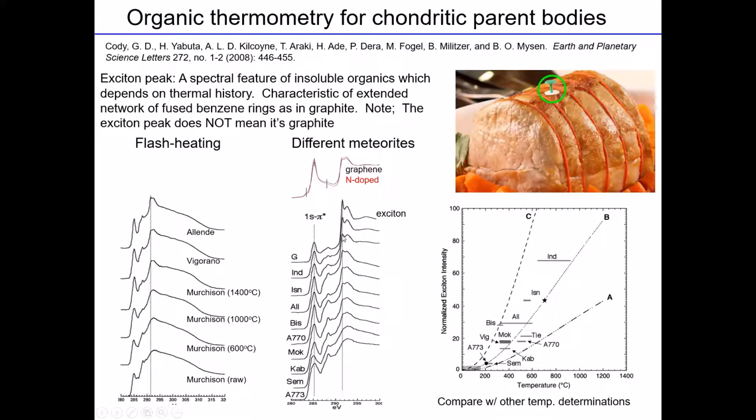Now, we saw that exciton in graphite, but the presence of it doesn't mean that you have graphite. It's actually very hard to make graphite out of organics just by heating. All you need, in fact, is just a long network of fused benzene rings. So this here is graphene, which shows it. So they then, using other estimates of temperature, correlate with the exciton intensity. So it looks like this could be a relatively simple and practical way to estimate something about the temperature history that a meteorite has gone through.